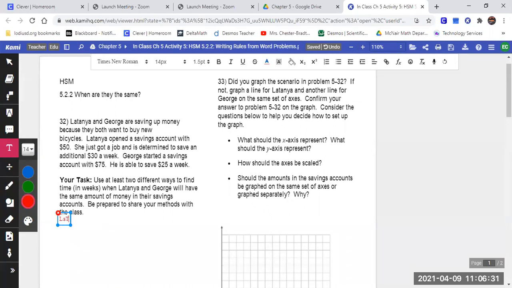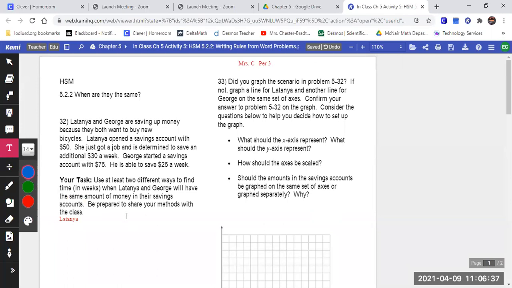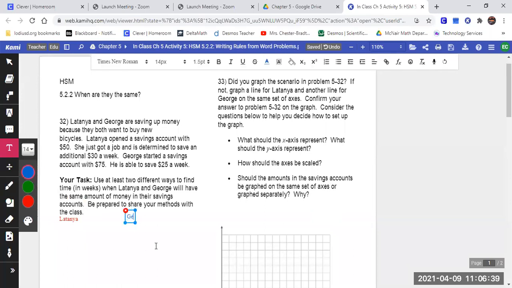We have LaTanya, okay, and we have George, okay, and they told us some information about LaTanya and George, right? They told us how much they opened their savings account with. They told us how much they're going to put in the savings account each week.